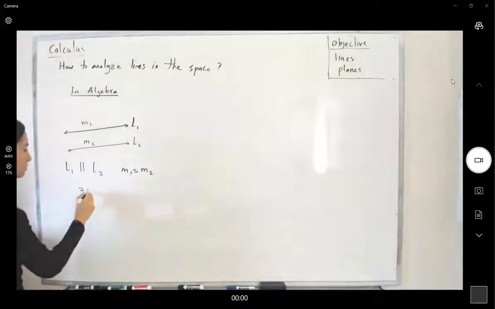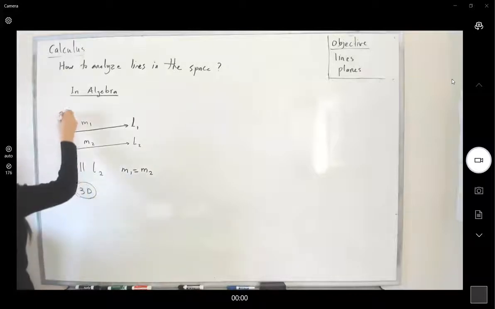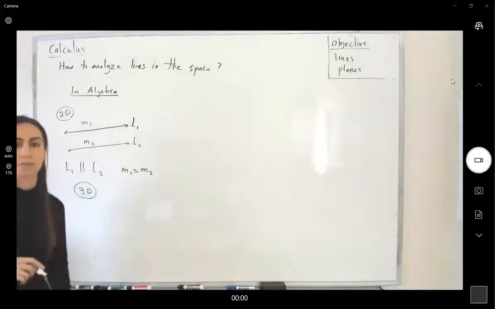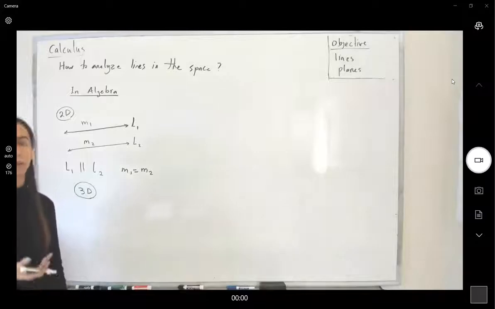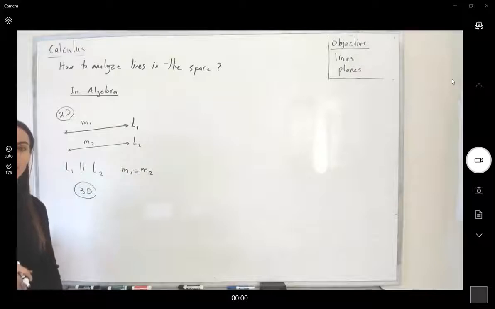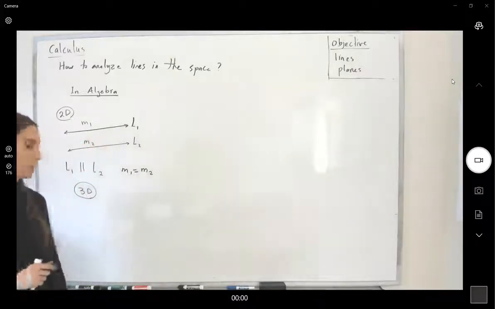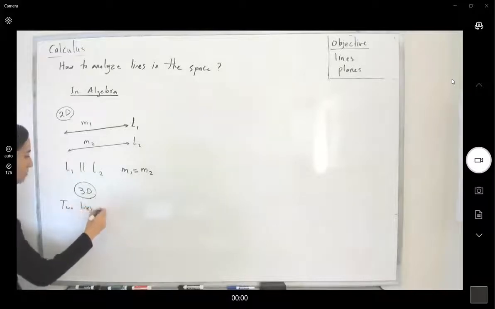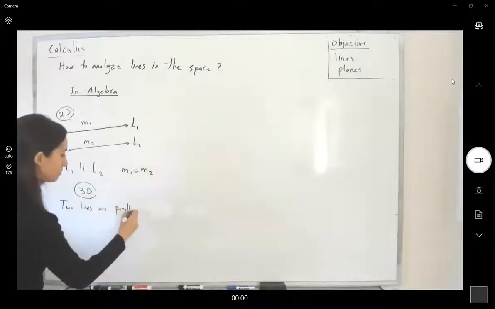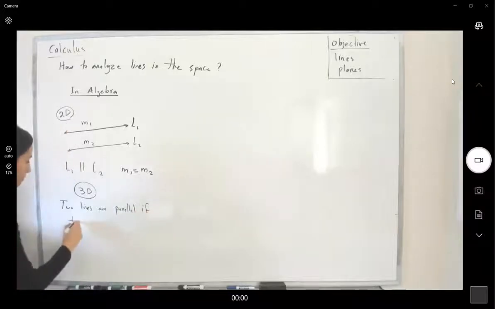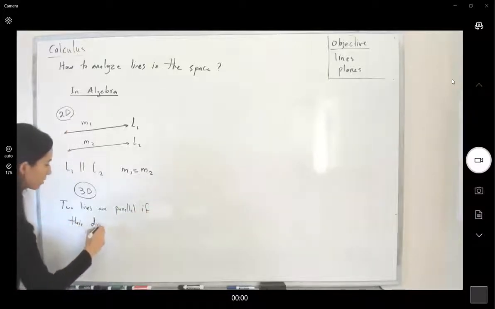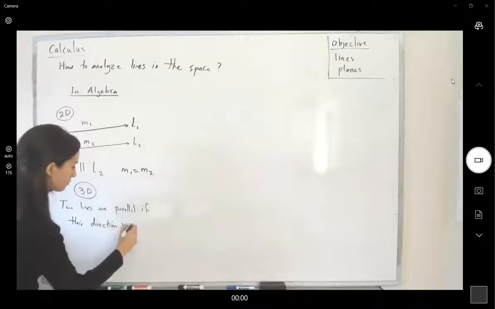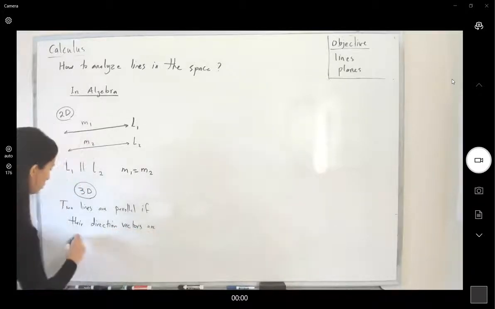How about 3D? So this is in 2D. How about in the space? When we say two lines are parallel to each other, what's the relation between the direction vector of L1 and L2? So in 3D, two lines are parallel if their direction vectors are parallel to each other.